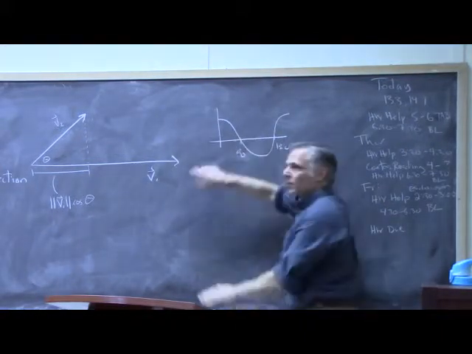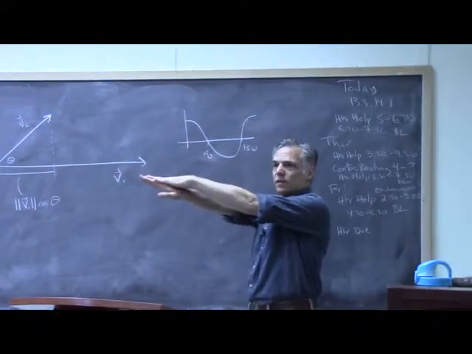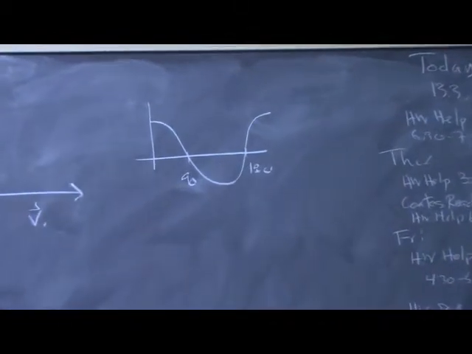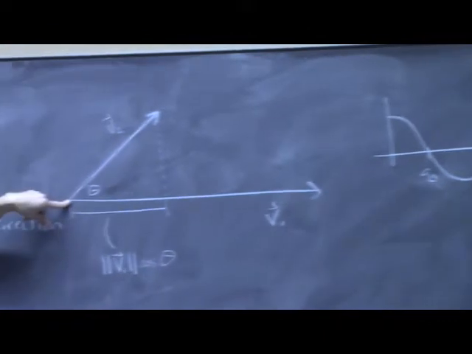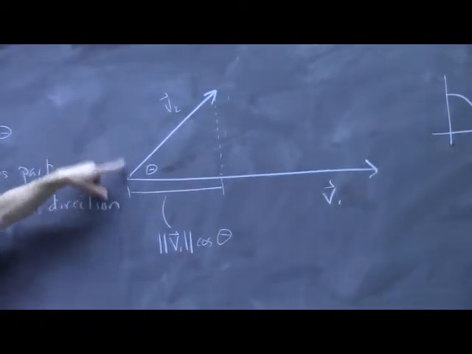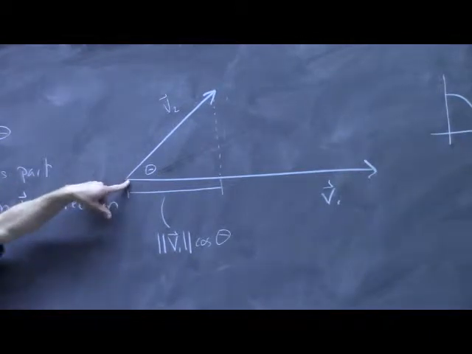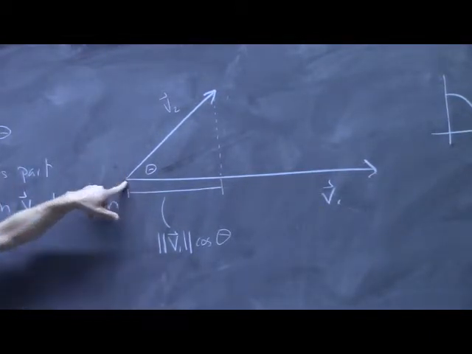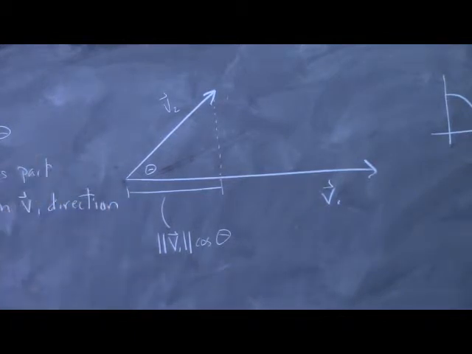So if the angle between them is 0, they're pointing in the same direction. The magnitudes just multiply. If the angle between them is 90 degrees, they're pointing in perpendicular directions, orthogonal directions, and so the dot product would be 0. If this was flipped over this way, it would be negative. The vectors are sort of working against each other.